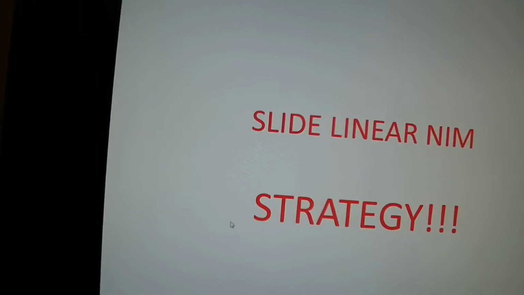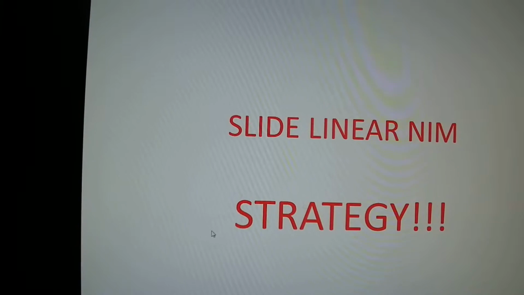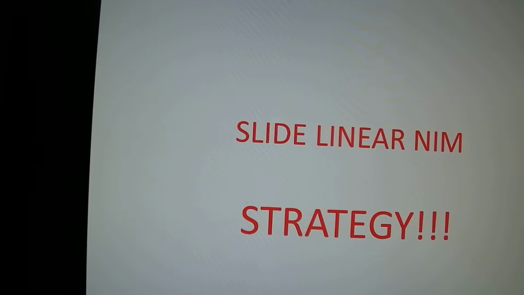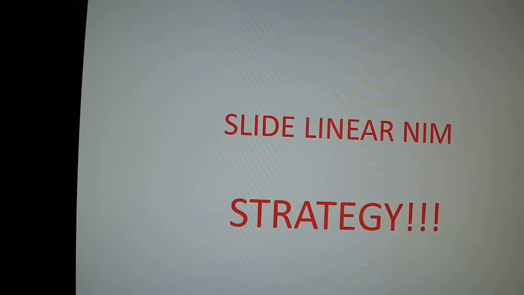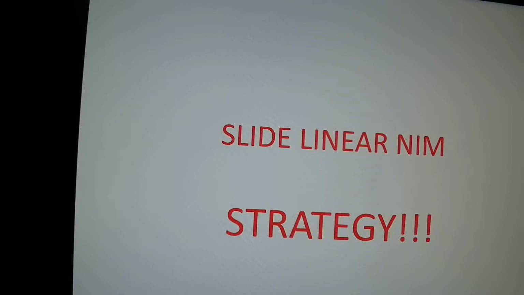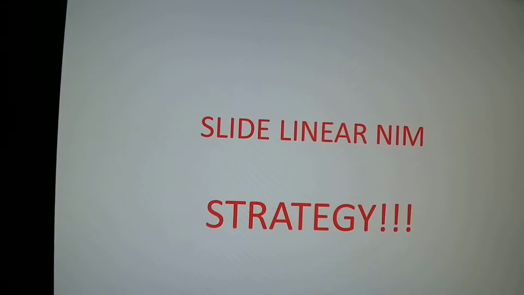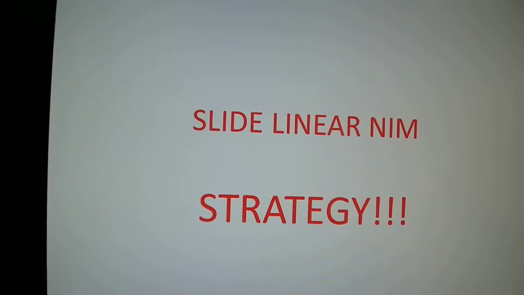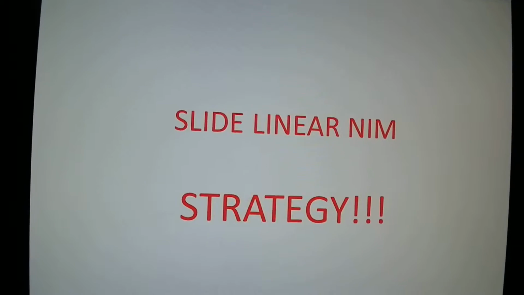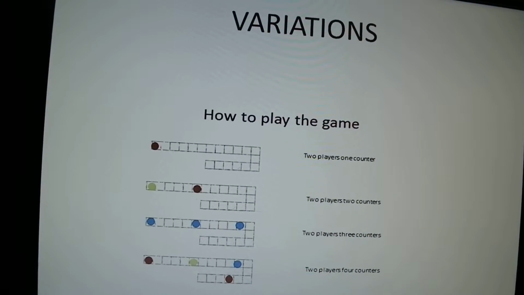Slide Linear NIM has some strategy to it. The strategy is always think ahead of your opponent and count what squares would be left over if your opponent moved 1, 2, or 3 spaces. And then you can decide how you would move after that. Determine how many squares are left. You want to leave a certain amount left so that the next person will lose and you will win.